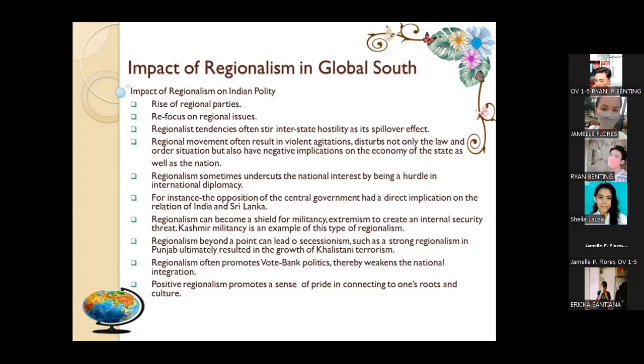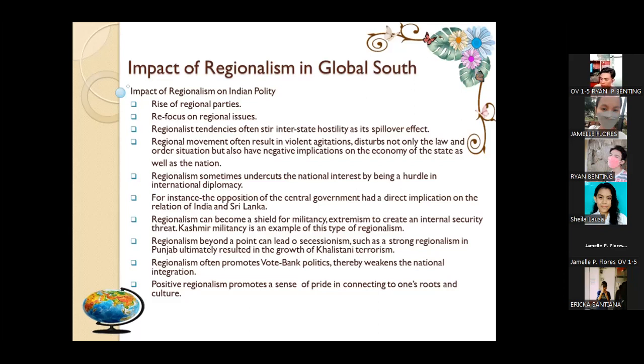Impact of regionalism on Indian polity. First, rise of regional parties. Next, refocus on regional issues. Next, regionalist tendencies often steer interstate hostility as its spillover effect. Next, regional movements often result in violent agitations, which disturb not only the law and order situation but also have negative implications on the economy of the state as well as the nation.